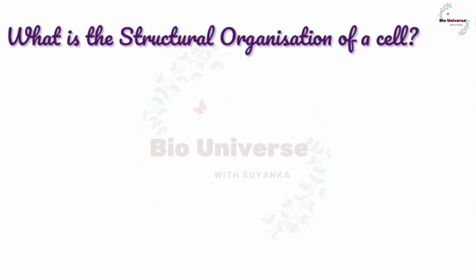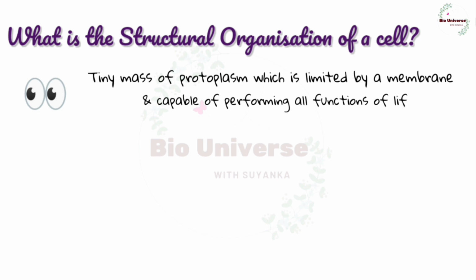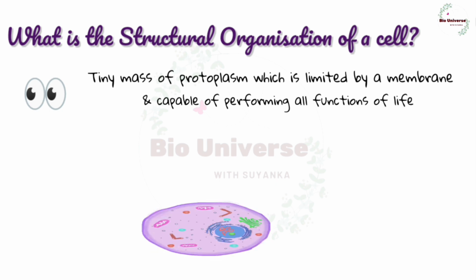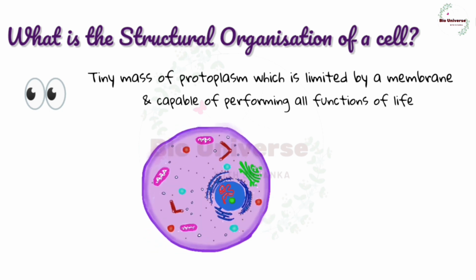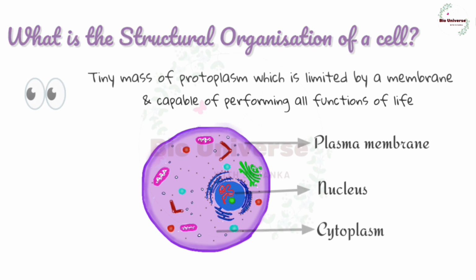What is the structural organization of a cell? If we study a cell under a microscope, we will observe a cell as a tiny mass of protoplasm which is limited by a membrane and capable of performing all functions of life. A typical cell is formed of three parts: plasma membrane, nucleus, and cytoplasm. Let us see them one by one.